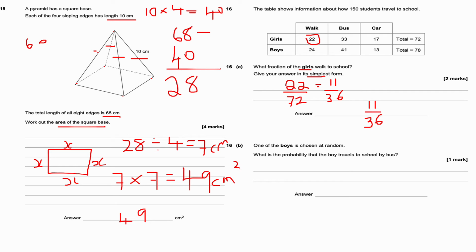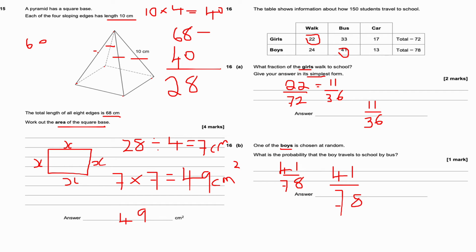Part B. One of the boys is chosen at random. So it's out of a total of 78. What is the probability that the boy travels to school by bus? Well, it's 41 out of 78. Now we are going to need this table for the next part.